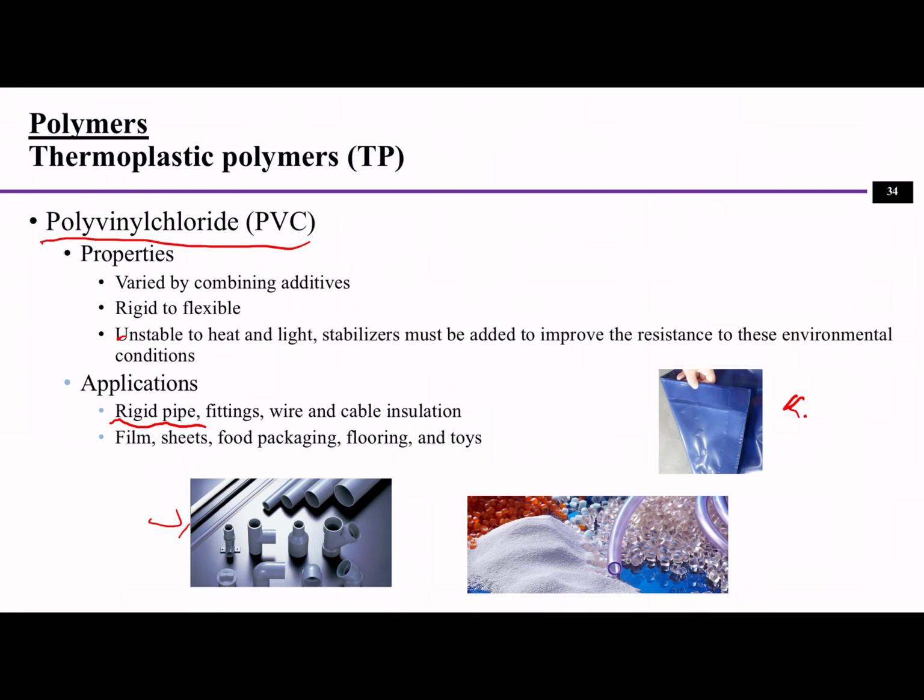Something I forgot to mention is it's not very stable to heat and light. It's a little bit vulnerable to UV light. So usually when you are making those PVCs, you can either put some coatings on it, or you can make some composite materials based on the PVC in order to increase its other kinds of properties.